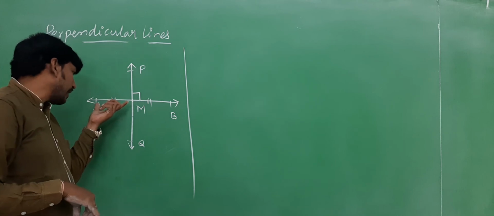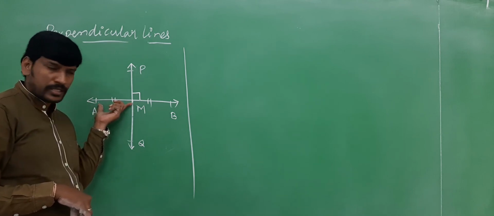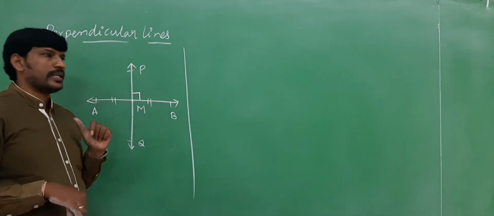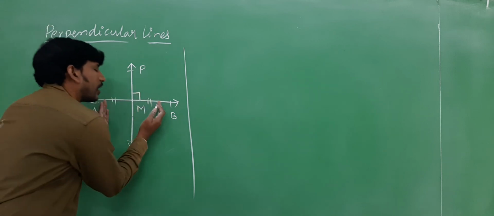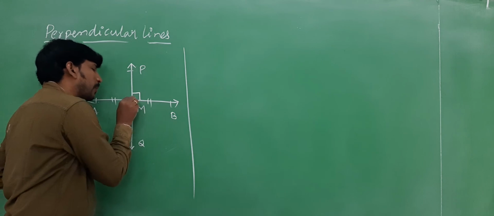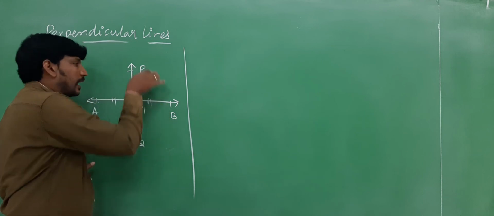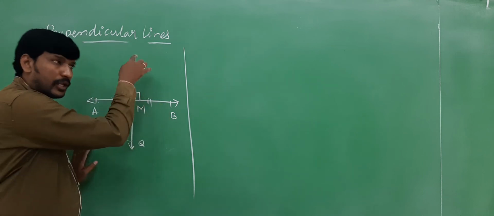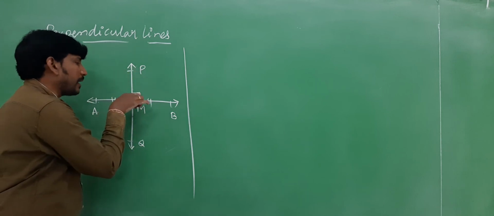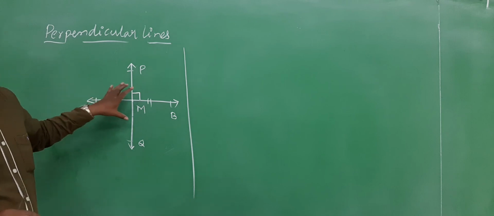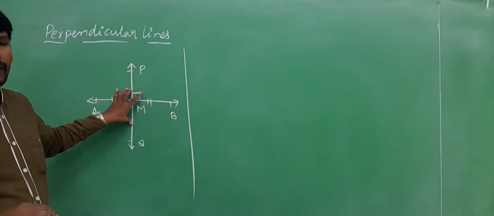Let us take AB equal to 3 centimeters. Then MB is also 3 centimeters only. This part is equal to this part. These two are equal parts, where M is the midpoint of AB, and PQ is a line which is passing through the midpoint of AB and making an angle of 90 degrees. Then it is a perpendicular bisector.